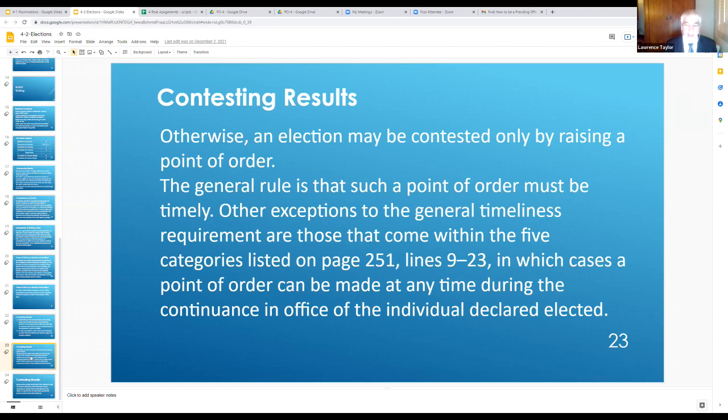Other exceptions to the general timeliness requirement are those that come within the 5 categories listed on page 251, in which cases a point of order can be made at any time during the continuance in office of the individual declared elected. If something egregious happened and it fits in one of these 5 categories, which is a little too complicated to go through here, then it's classified as a continuing breach of the rules, and you could raise a point of order saying the election was invalid and needs to be redone, and that would be handled like any point of order from the floor.